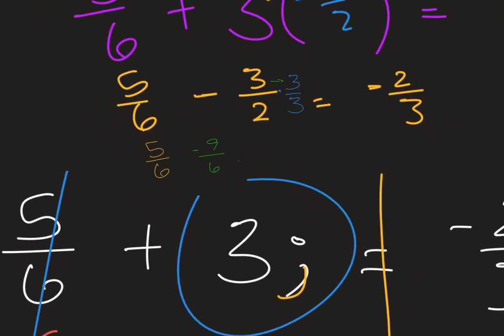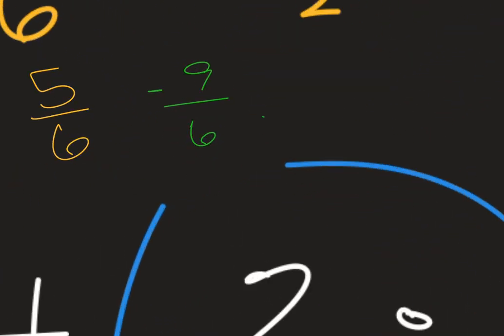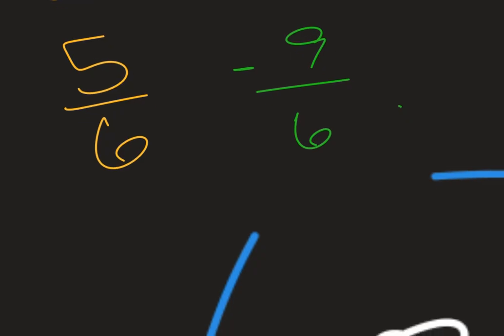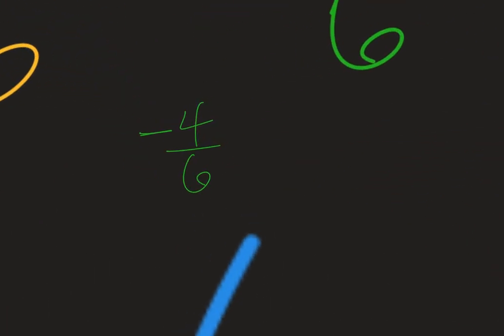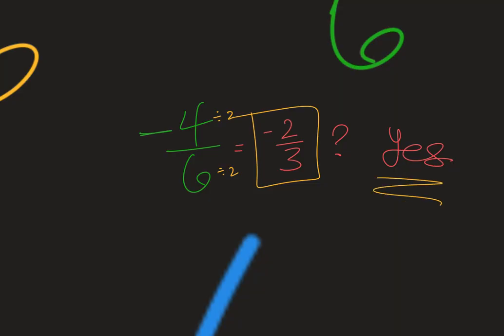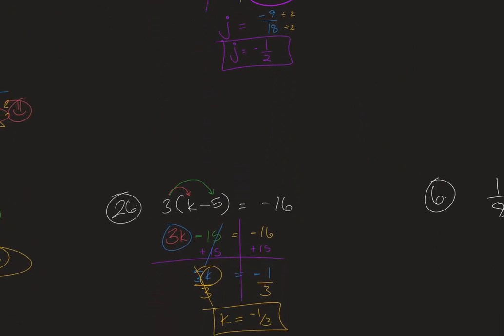And then that gives us, I'm kind of running out of room here. I could keep zooming in if I wanted to. All right, so let's do it. That gives us negative 4/6, okay? And the whole time we've been wondering, does it equal negative 2/3? Yes, because if you divide that by 2 and divide that by 2, you get negative 2/3. So we are happy with our negative 1/2 answer there.